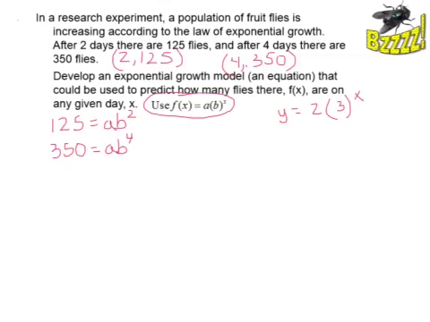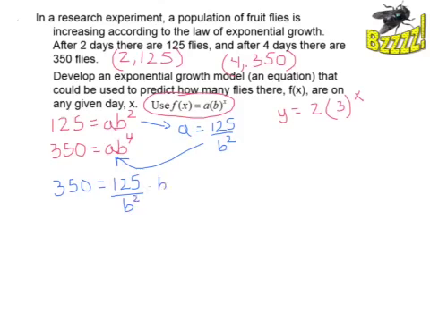I'm going to do a quick solving in this case for a, because it's simple. A is 125 over b squared. I'm going to substitute that in to find 350 equals 125 over b squared times b to the 4th. Think of that as b to the 4th over 1. And I'm going to do a little reducing to find 125b squared equals 350.